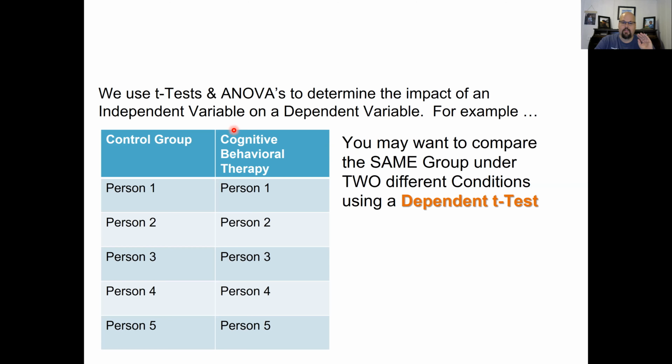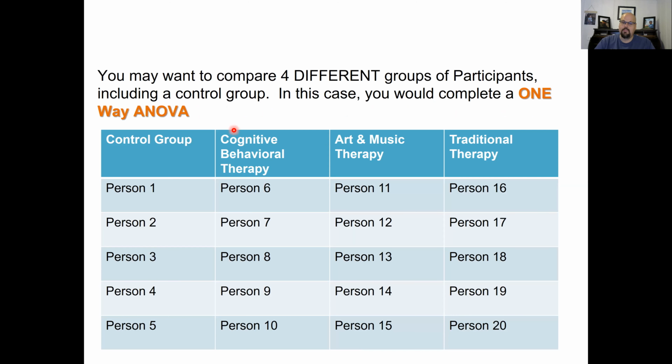But that's not the only thing that you can look at. Sometimes you might want to look at 3 different groups or 4 different groups. So what can you do? Theoretically, you could do a t-test and do control group versus cognitive group, control group versus art therapy, control group versus traditional therapy. There's a problem with doing that statistically, is that theoretically you add more error every time you do another comparison. So it's better to do an overall test, and that's what an Anova is.